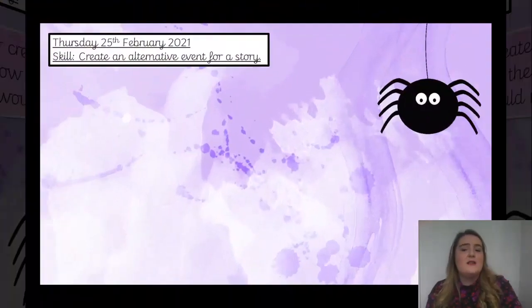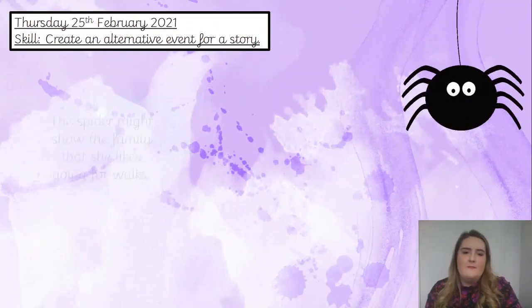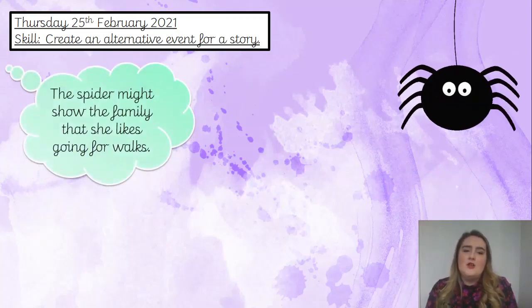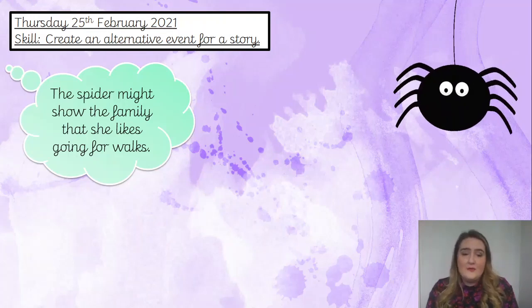Okay, so here are some ideas. I'm sure you've been far more creative than me. But the spider might show the family that she likes going for walks. That's something we do with our dogs, isn't it? We often take them on walks, and that's something we enjoy doing with our pets. So the spider might show that she likes to go for a walk.